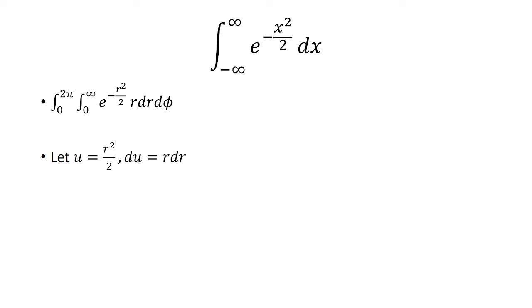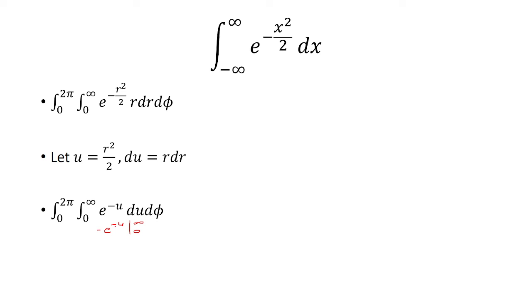We have to use the u substitution to solve the first integral. We let u equal r squared over 2, which means du equals r dr. So now we have to integrate e to the negative u from 0 to infinity. Well, the antiderivative is just negative e to the negative u. Now go from 0 to infinity.